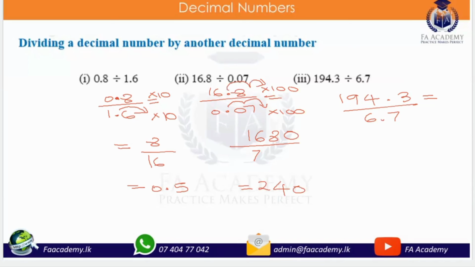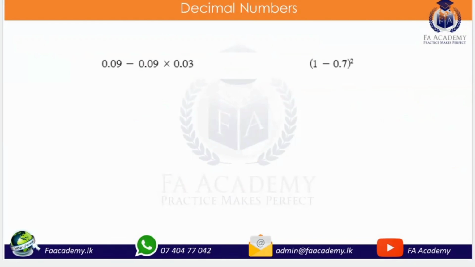Right. And then over here, yes, the same thing. We need to convert the denominator to a whole number. So yes, the same thing should be done on top. Then you'll be getting 67 and on top 1943. 1943 should be divided by 67. Then you'll be getting the answer as 29. Yes, these are the answers.